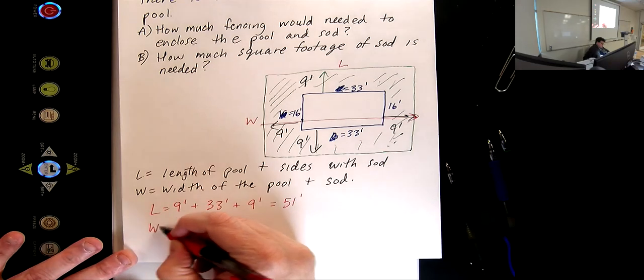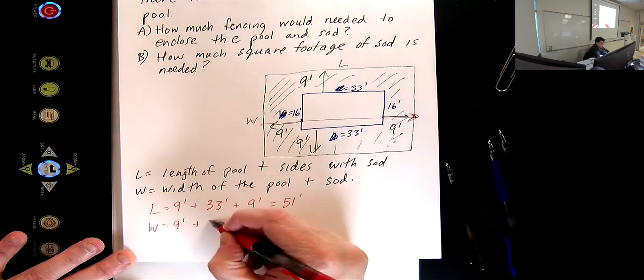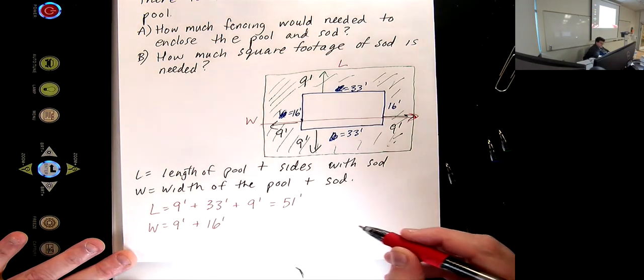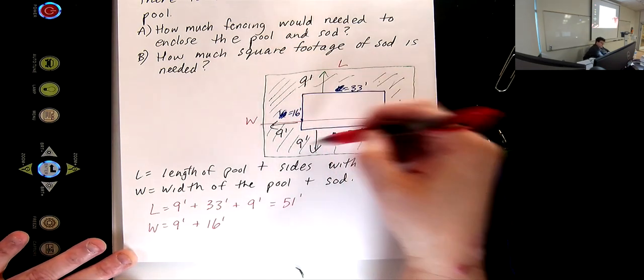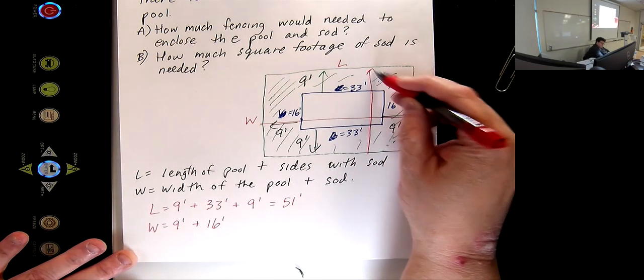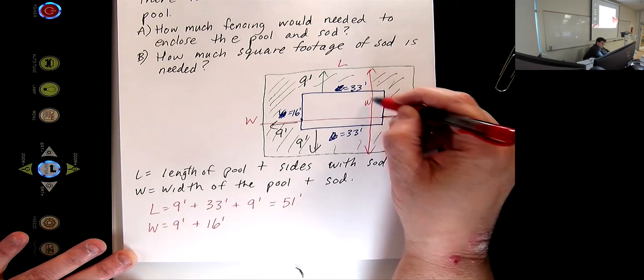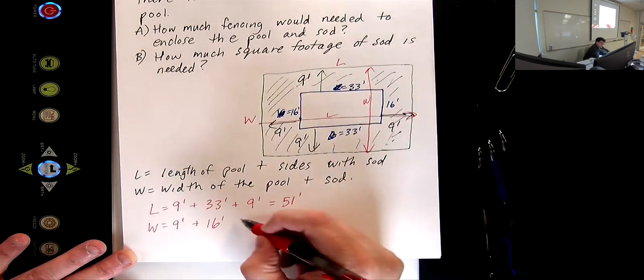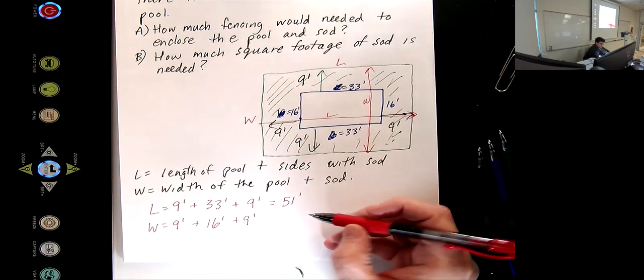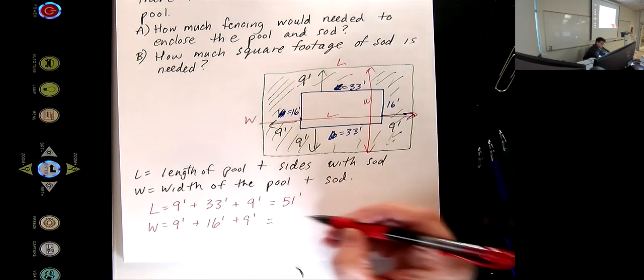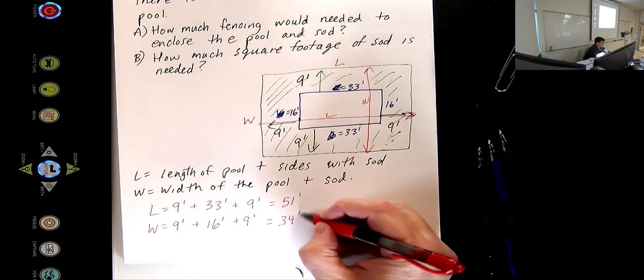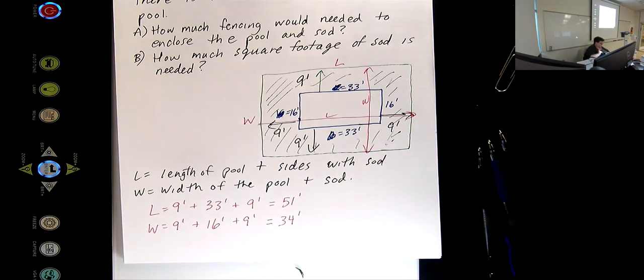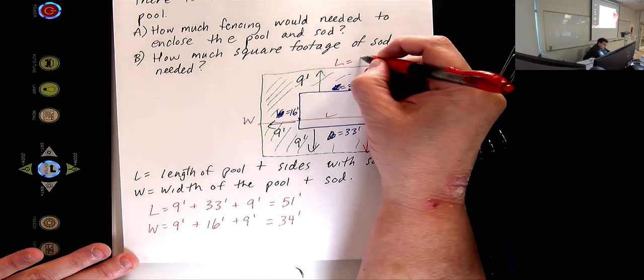The width, we're going to do something similar, it's 9 feet plus the 16 feet, because width is going up and down. So width is that way, that's my W. That's my L. And then we got another 9 feet. So I got 25 feet plus 9 feet is 34 feet. Okay, so those aren't really unknowns. We now have those quantities. I'm going to write them in.